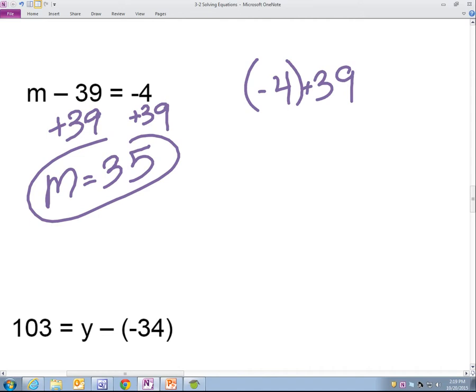But I have 39. Whenever I have different signs, as it says in the notes you have, you take the difference between the two, and you keep the sign of the bigger one. Yeah, I'm going to keep that there.